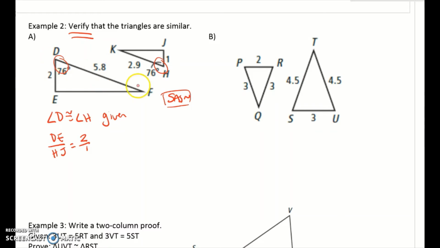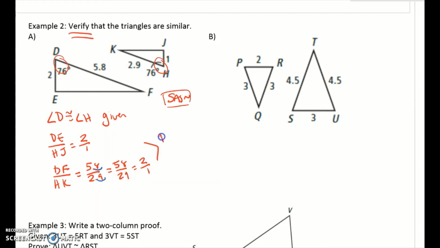Then I have the other two sides. Let's look at those corresponding sides. Again, I'm going large to small, so DF over HK. I want that to also equal 2 to 1, and let's see if that works. So I'm going to get 5.8 over 2.9. Remember, if you want to get rid of those decimal points, basically multiply each of those numbers, the top and the bottom, the numerator and denominator, by 10, and that gets me 58 over 29, which then I can reduce down to 2 over 1, right?